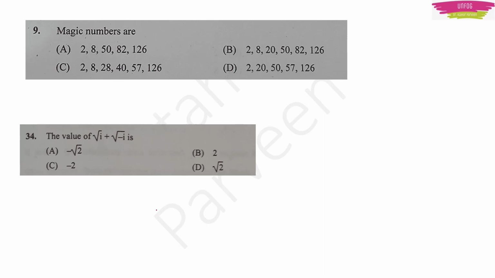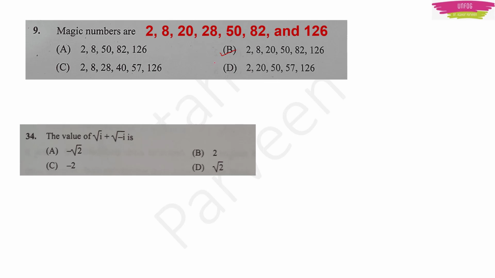So the first question was about the magic numbers. Actually, magic numbers are 2, 8, 20, 28, 50, 82 and 126. I had missed 20. In that lecture, I had told that 20 is not a magic number. It was a mistake. 20 is a magic number. So, option B will be the right answer. So, please correct it.